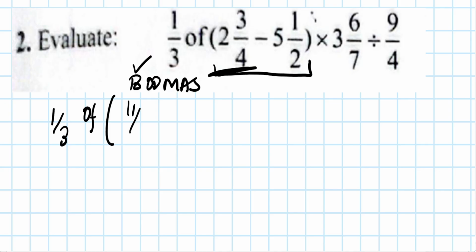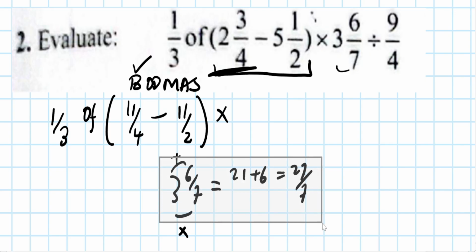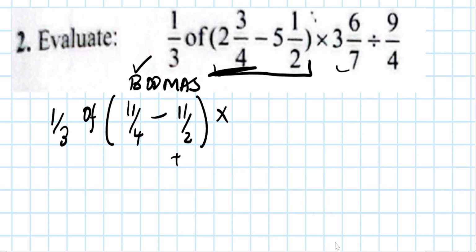2 3/4. So 11/4. Also 5 1/2 will be 5 times 2, which is 10, plus 1, 11/2, times 3 6/7. Again, 3 6/7. Let me show you here: 3 times 7 plus 6, so 3 times 7 is 21, plus 6, 27/7. So as easy as that. Is it hard? Really not hard.